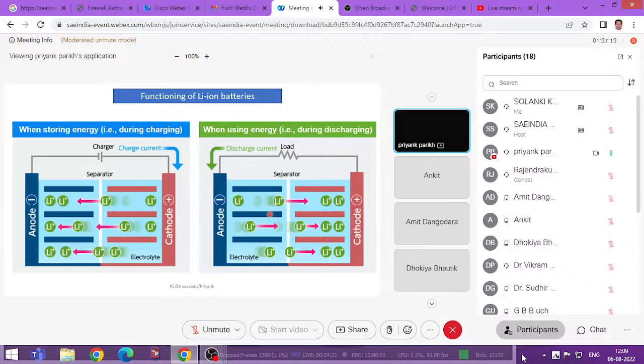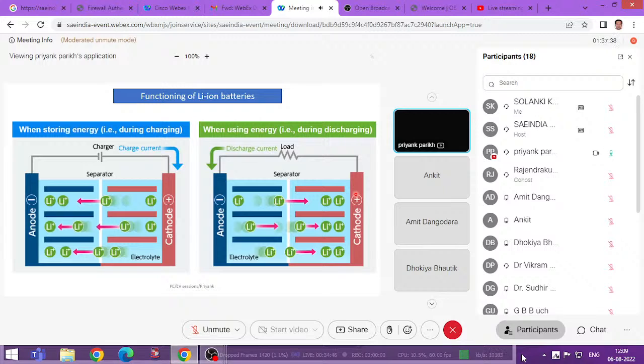Ions will flow back to their original position, that is the cathode, and electrons will form the upper path. It generates electricity, and again they will assemble here in the cathode, and this is where one discharging cycle gets completed. So the combination of one charging and one discharging cycle will be one cycle of the lithium ion.